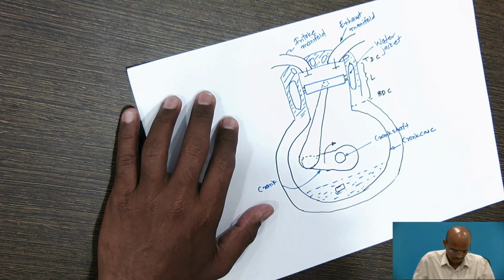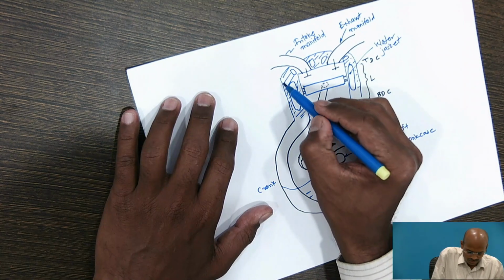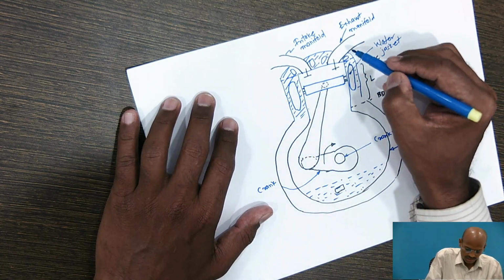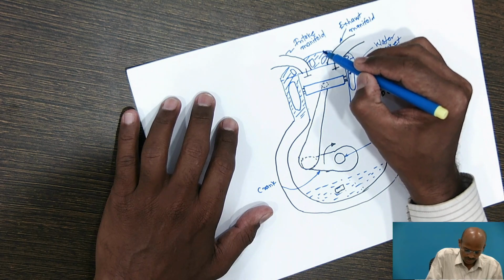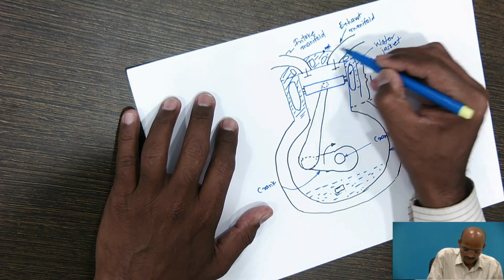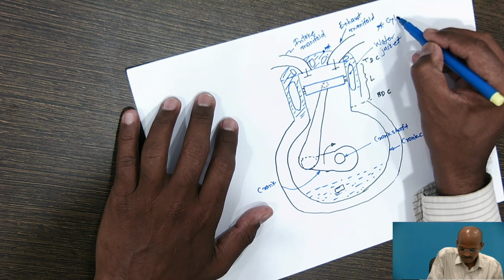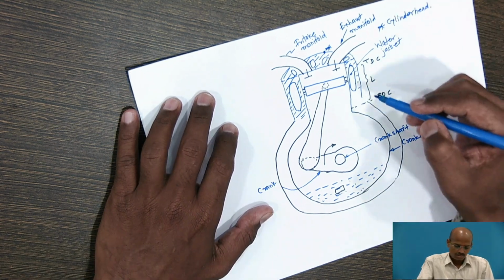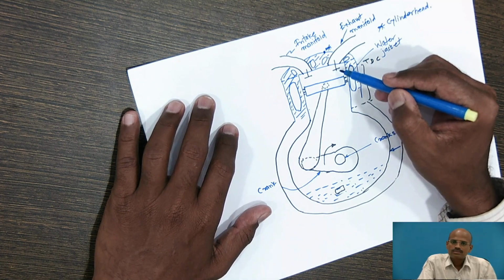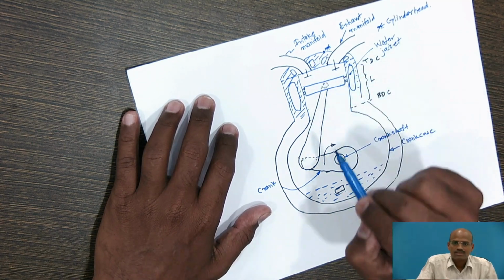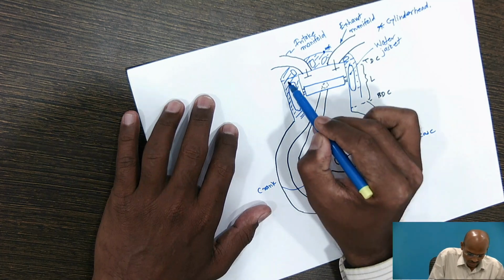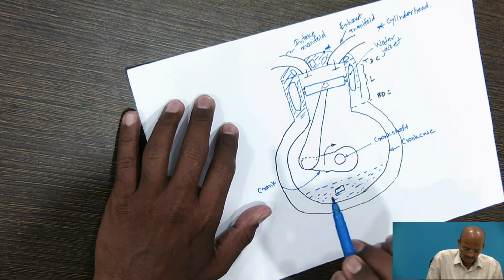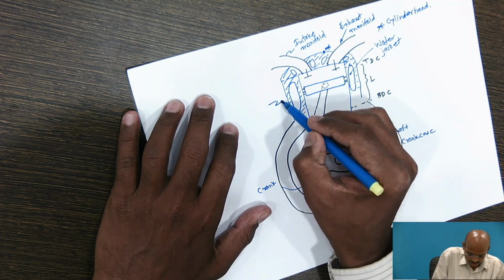Then the upper portion of the cylinder is called cylinder head. Now the valve actuation mechanism is incorporated in the cylinder head. And by means of a stud, the cylinder head is fixed to the cylinder block. So this is the cylinder block.